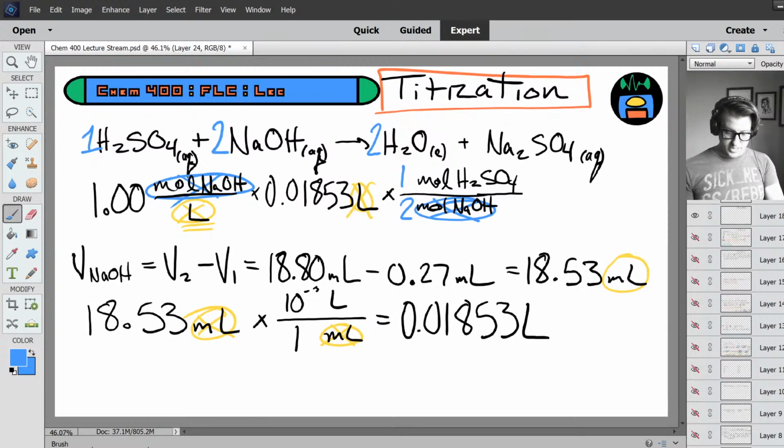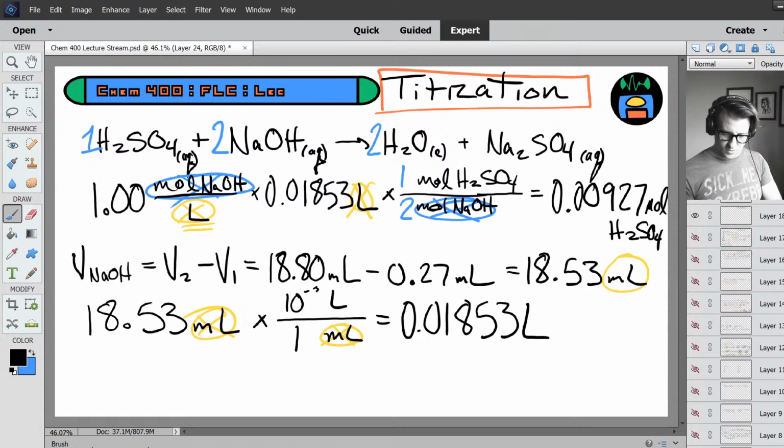So we have 1 times 0.01853 divided by 2 is, let's see, 0.00927 once you round for sig figs moles of sulfuric acid. All right, because again, you got to roll with your fewest amount of sig figs. All right, we're almost there. We're almost to the end.